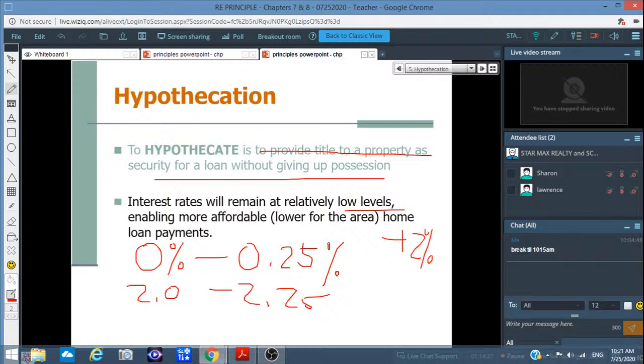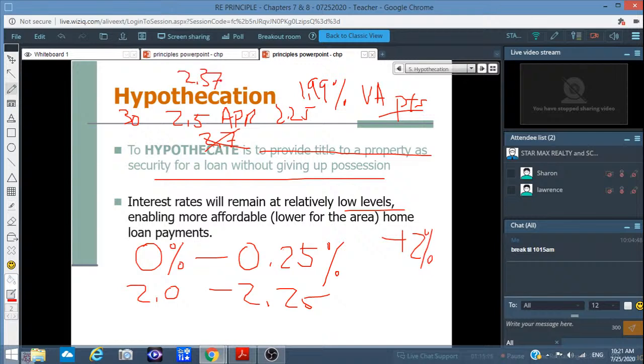Last week we funded a VA loan at 1.99. They pay points to drive it down. Without paying points, it's 2.25 for a VA loan. For a 30-year, we're down to 2.5 APR. The loan they got is 2.375; they pay a little points and drive it down to 2.375 for a 30-year fix. That's what we funded a week ago. So the interest rate is low right now, a historic 50-year low.